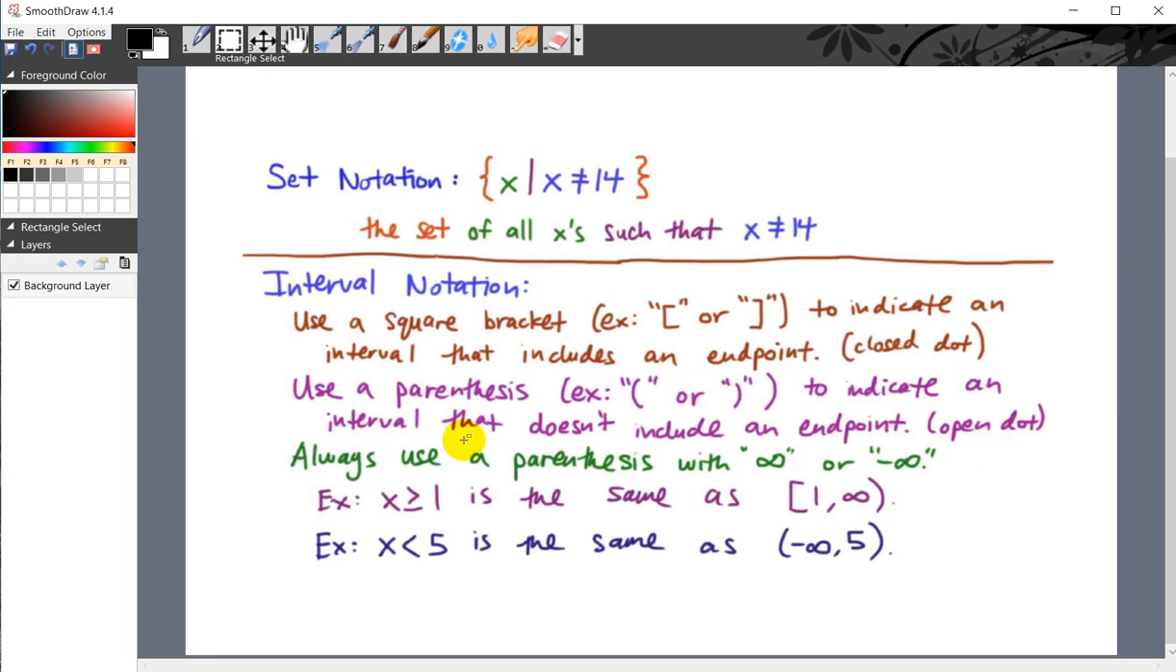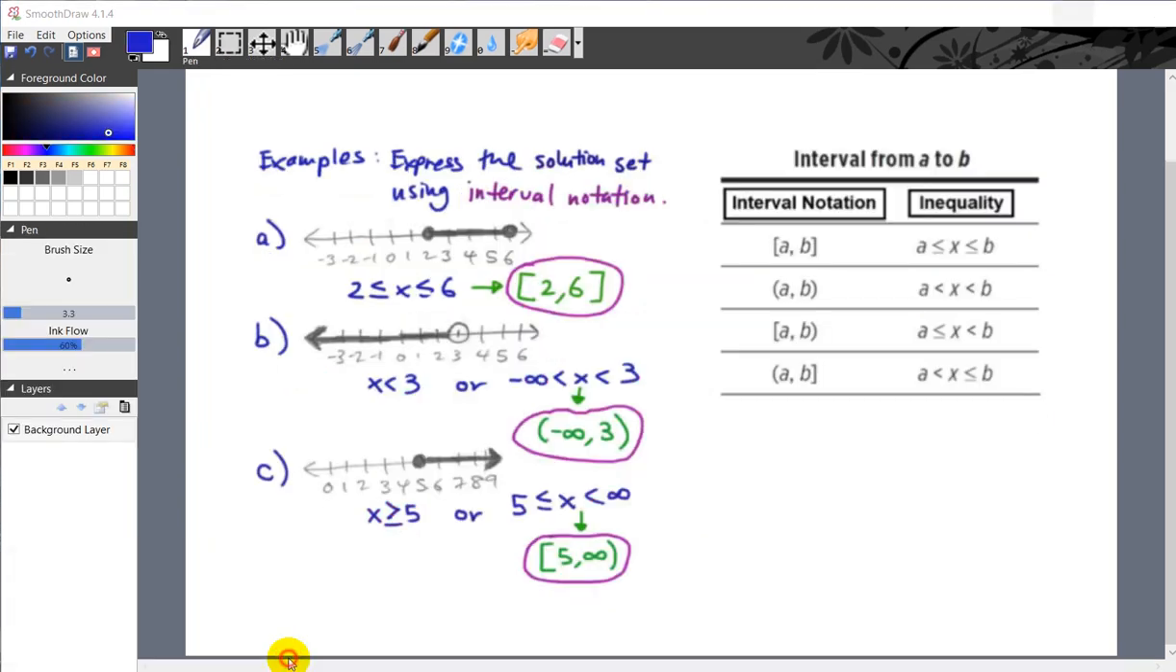x is greater than or equal to 1 is the same thing as having a square bracket at 1 and going off to infinity, because the x values are becoming more positive. And in this other case, x is less than 5 is the same thing as having a parenthesis at 5, and it goes off to negative infinity because, as you can see, the x's become more negative. What I put here are just some examples of how you can convert an inequality to interval notation.